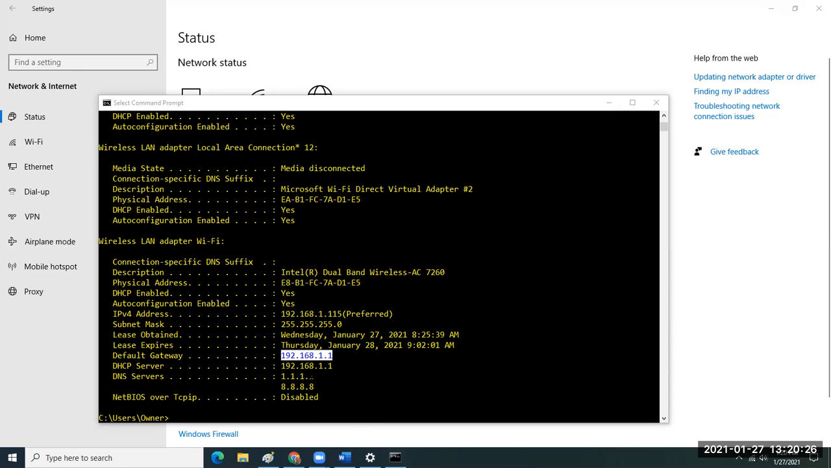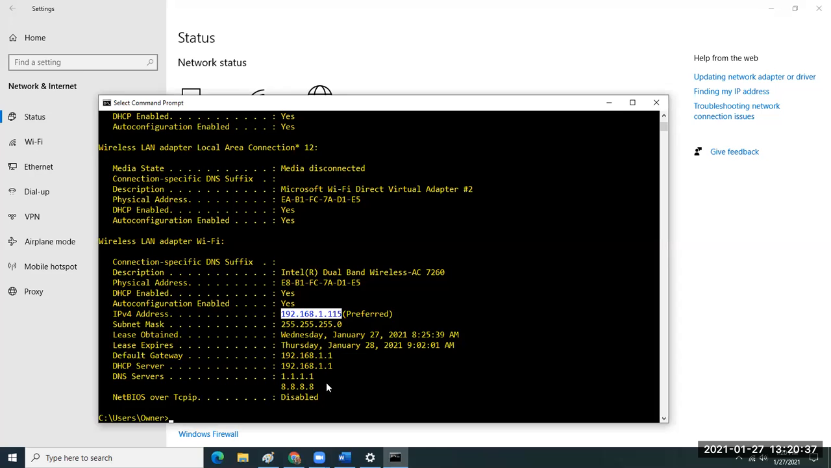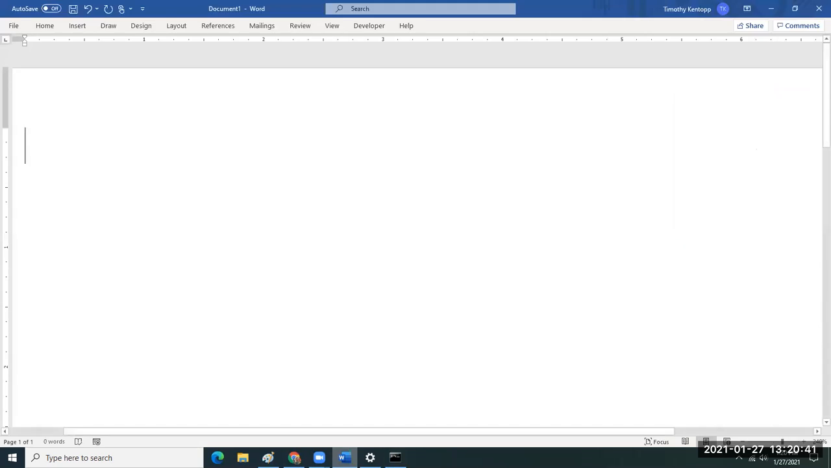Now, I'm going to take this example, 192.168.1.115, and I'm going to use the subnet mask, and I'm going to noodle with it on this screen, and continue the discussion we started yesterday.